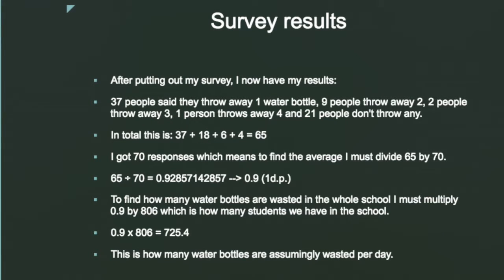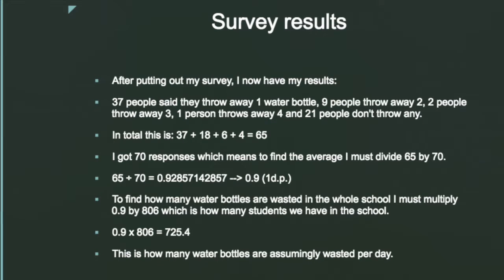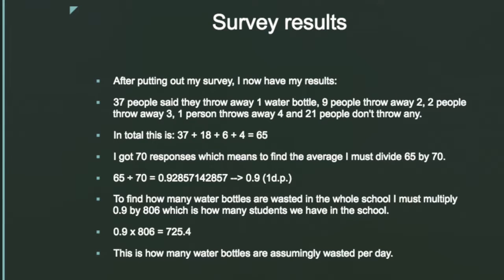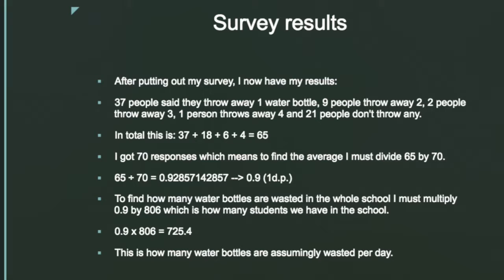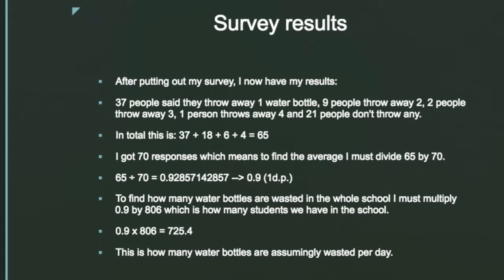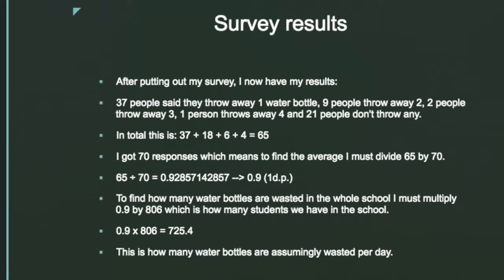So when I do 65 divided by 70, I would get 0.92857 and so on. We'd then round it to one decimal place, which is 0.9. To find out how many water bottles are wasted in the whole school per day, I must multiply 0.9 by 806, which is how many students we have in the school. After doing that, I'd get the answer 725.4. This is how many water bottles are assumingly wasted per day.